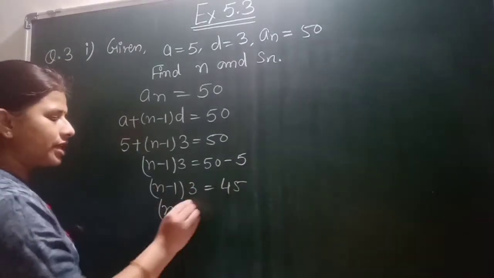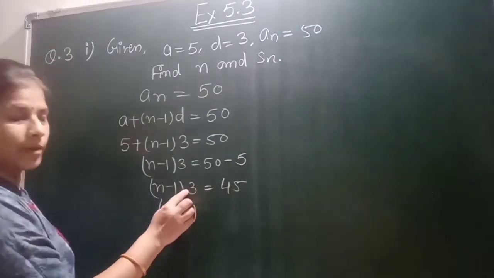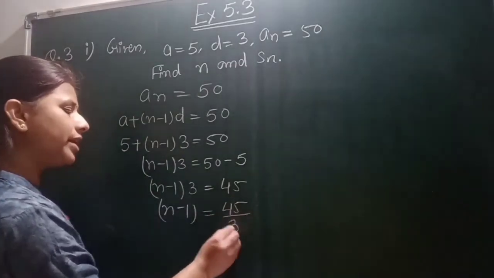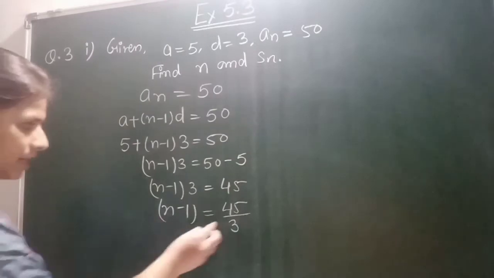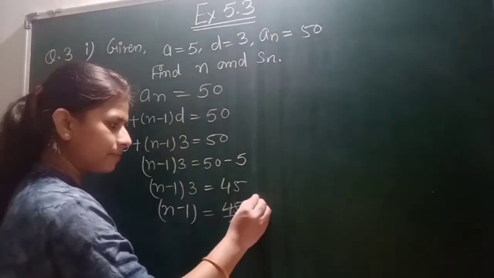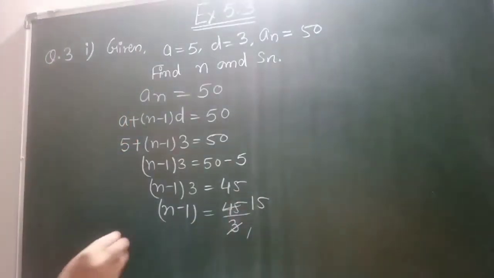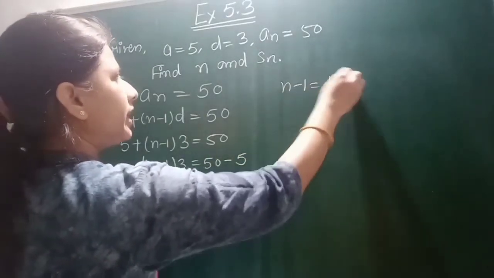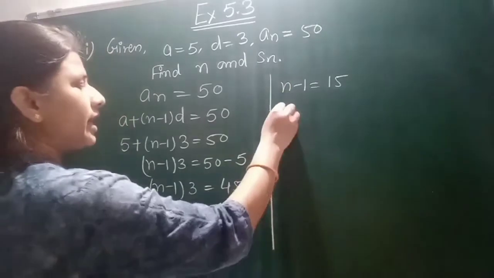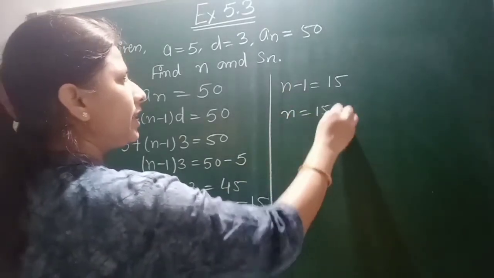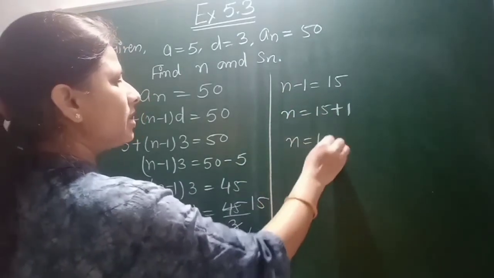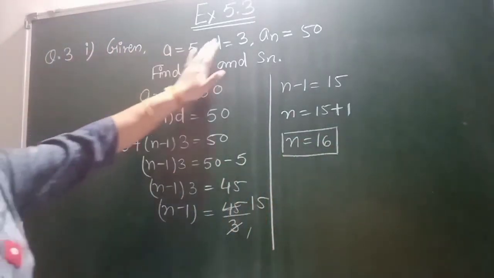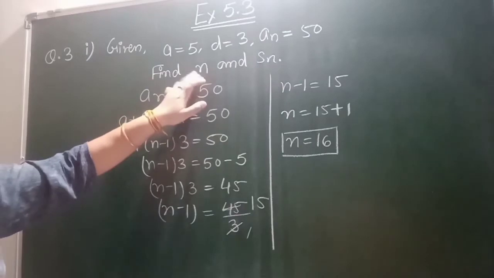Then we will shift this 3, which is in the form of multiplication, to the right hand side, and it will come into the denominator. Then we will cancel out and we will get 15. So n minus 1 equals 15. Then n equals 15 plus 1, so n equals 16. So with the help of these values a, d and an, first we find the value of n.